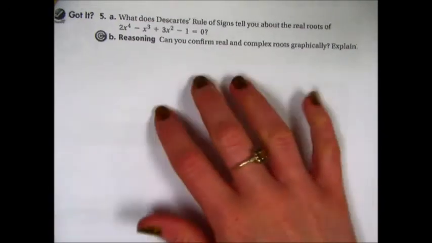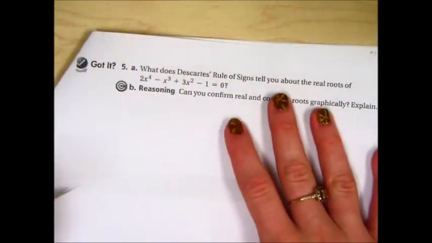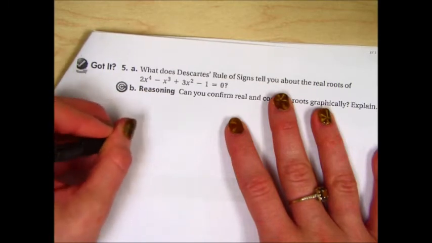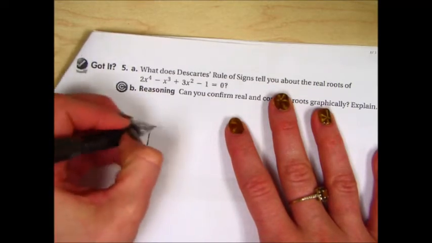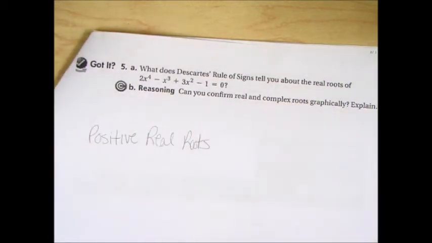The last got it is got it number 5. And we're going to use Descartes' rule one more time, and we're going to talk about the real roots. Now we do know that there are positive roots and that there are negative roots. So we're going to determine how many possible positive and how many possible negative there are. So first things first, we got to count our sign changes. And so first we're going to talk about the positive real roots and how many there might possibly be. Okay, here we go. In order to do that, we're going to count our sign changes.